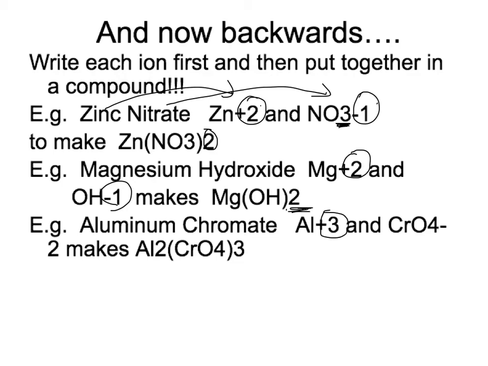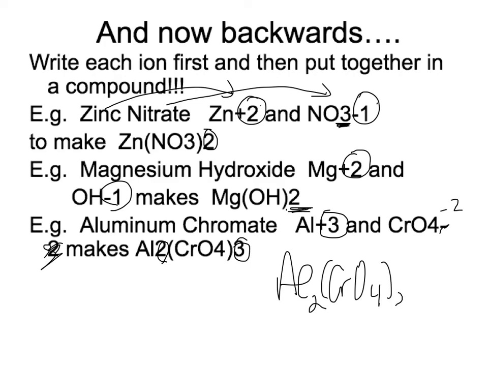Aluminum chromate. I know from the table aluminum's a +3, and chromate is actually a -2. Goofy thing. And so what that means is that aluminum is a +3 and chromate's a -2. I'm going to need to have 2 aluminums and 3 chromates. So it should look like this. Okay, that's a 3. And these should be superscripts. I don't know why they don't change. They do that, but anyway.